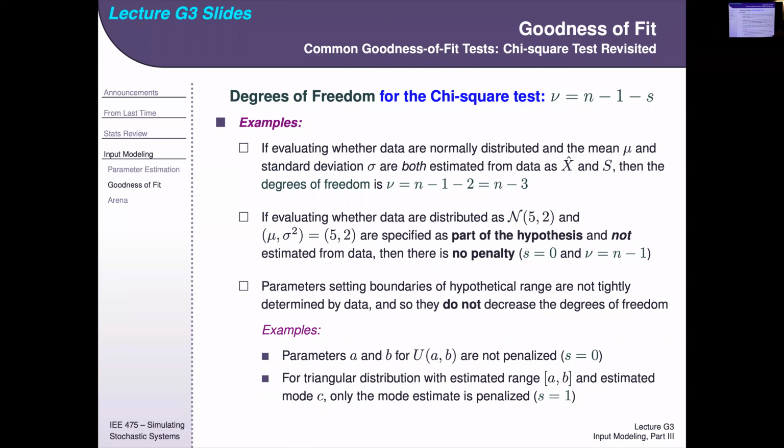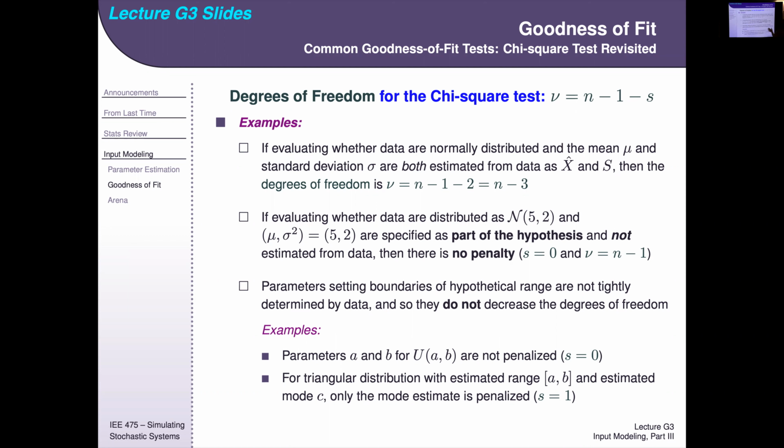These are a couple of examples. For a normal distribution, if I'm evaluating it and I don't give you a mean and standard deviation, then you have to estimate the mean and standard deviation. So the degrees of freedom are going to be n-3, however many bins you have minus 3. It's the original 1 minus the 2 parameters. But if I instead say, hypothetically, that these data are from a normal distribution with a mean of 5 and a variance of 2, these aren't estimated from data. These are part of the hypothesis. So here, the degrees of freedom is just n-1.